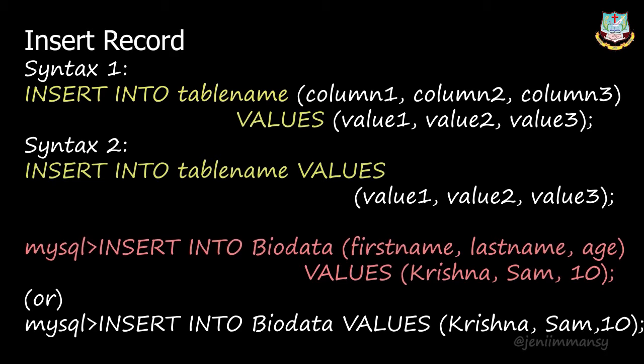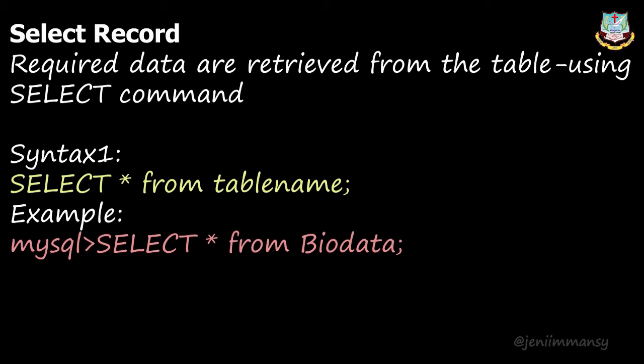And the next one is selecting a record. Many records will be available in a table, right? From that, using the select command, we can take specific data from the whole table. Understood? We can take a small amount of data from the whole table. For that we will use the select command. See the syntax for that.